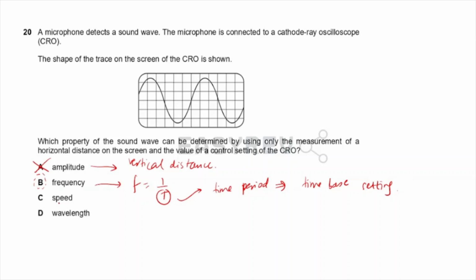C is speed, and speed is something that sure you could calculate from a CRO, but it's not something you can evaluate from a horizontal distance or a display on the screen. So speed can't be it. And wavelength, again, while yes, that might seem like the case since we're referring to horizontal distance, we have to remind ourselves that the distance that you measure on the screen has a different setting when you look at it with respect to the CRO. So the distance is not something you're actually evaluating from the horizontal display, especially the control setting. It's the time period that you're relating. So the best option we have is B.